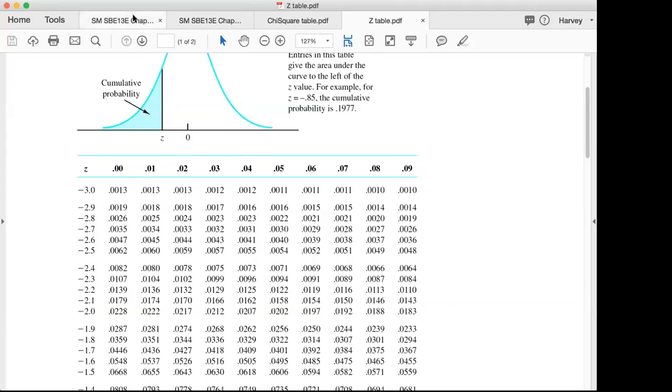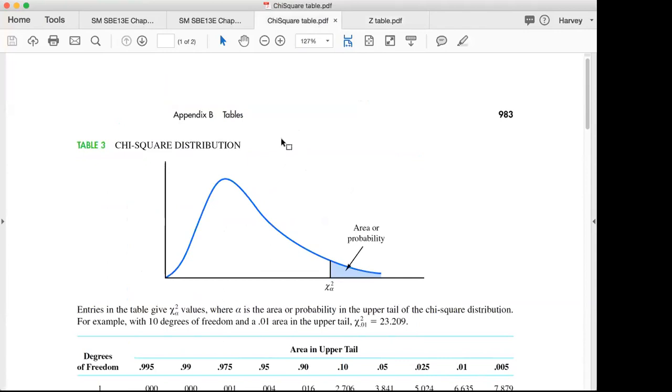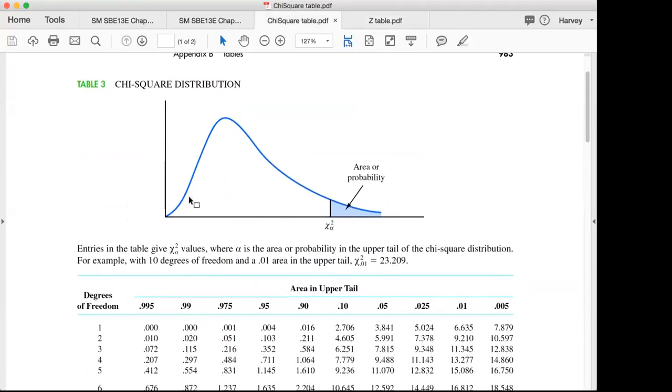All right, let's see here. Oops, go back here. Oh, there we go. Chi-squared. Excuse me.